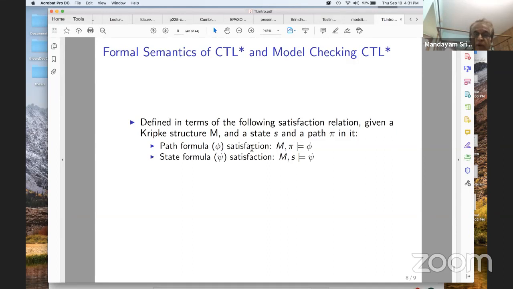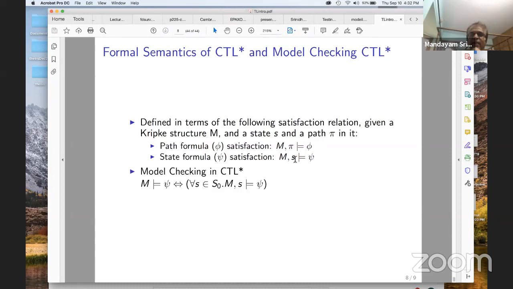A path formula phi's satisfaction is denoted like this. It says that in the Kripke structure M, given a path pi, because we primarily will be using two aspects of the Kripke structure, the labeling as well as the transition, with respect to M. Mostly the labeling, so that's how it is defined. Similarly, satisfaction of a state formula is defined with respect to a given state.